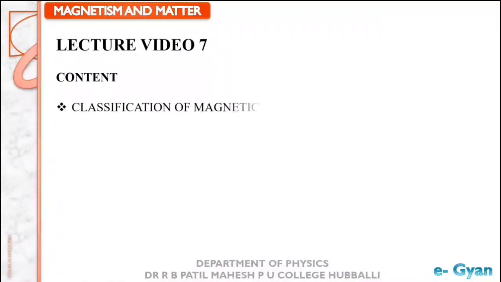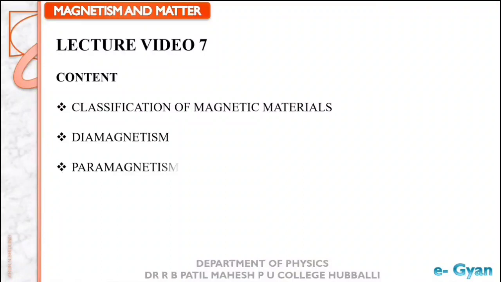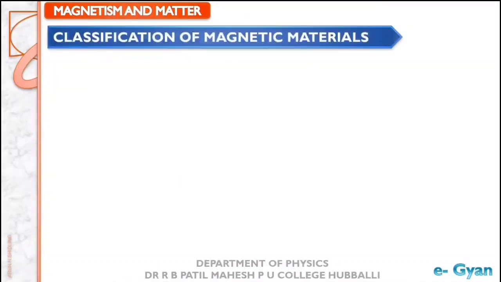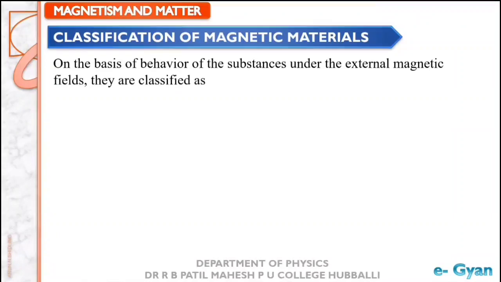Today's topics to be discussed are classification of magnetic materials, diamagnetism and paramagnetism. Let us begin with classification of magnetic materials. Substances are categorized according to their behavior in the presence of an external magnetic field. So according to that, we categorize them into three groups.